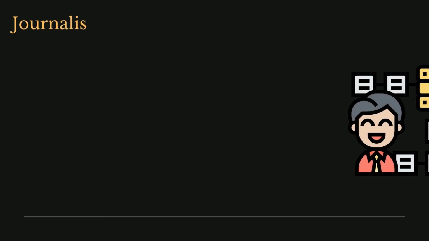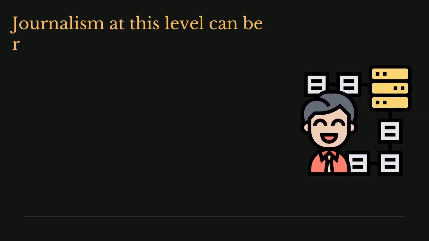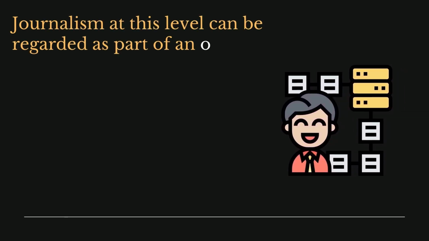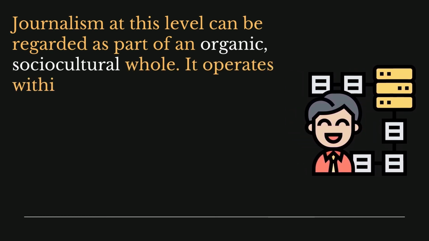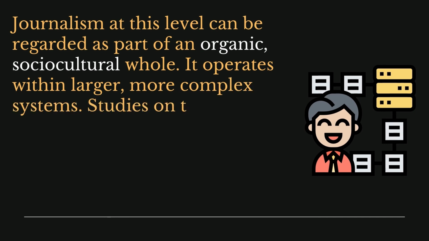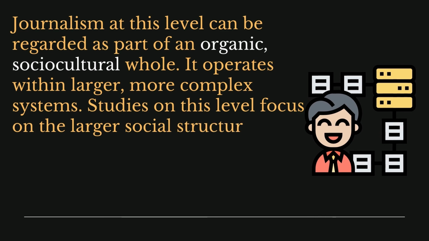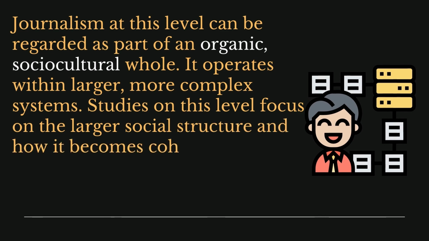Journalism at this level can be regarded as part of an organic socio-cultural whole. It operates within larger, more complex systems. Studies on this level focus on the larger social structure and how it becomes cohesive rather than separately focusing on the operation of its component parts.